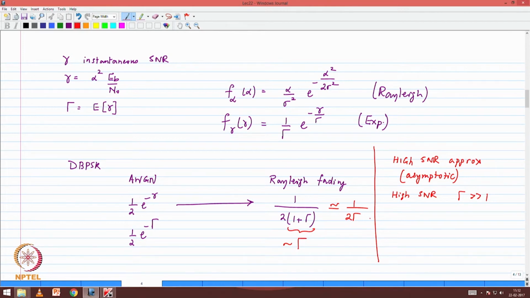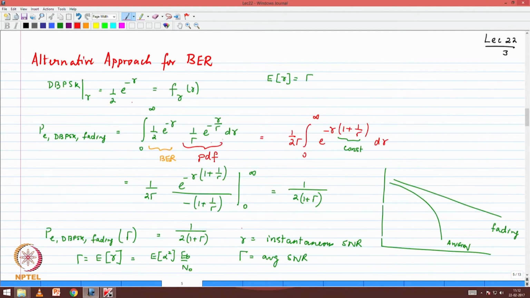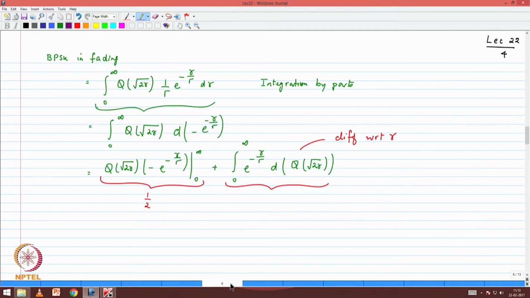And I believe this is where we left off the differential BPSK. So that was the graph. We showed that the fading graph is going to be much worse. It's going to go linearly with a negative slope, and that slope is equal to 1. And therefore, this is the scenario that we have derived with the BER analysis.